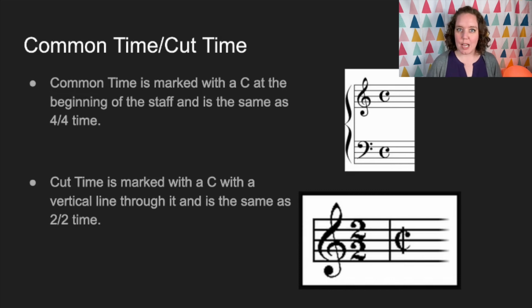Before we get started, I wanted to go over a couple other meters we didn't get to talk about in our meters video, and that is common time and cut time. Common time is a C at the very beginning of the staff, and it's the exact same time signature as 4/4. Cut time looks very similar, except it has a vertical line going through the C, and it is a 2/2 time signature. So it's usually a little bit faster. I typically tell my students we don't very often get tempo indications from time signatures, except for cut time. Usually composers use cut time when they want things to move a little bit quicker.